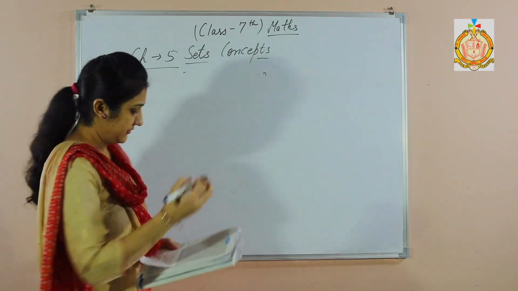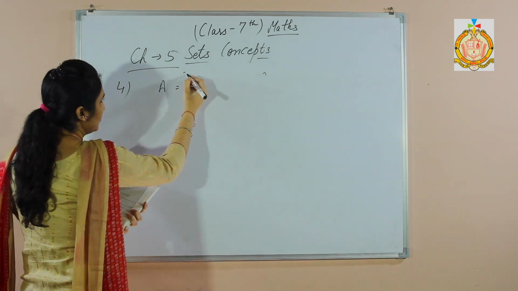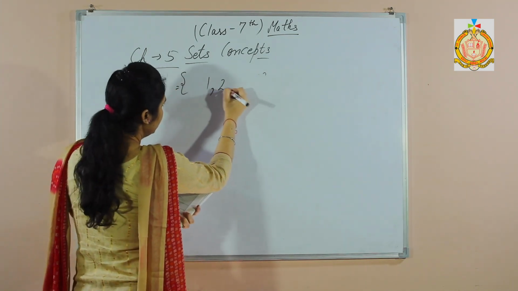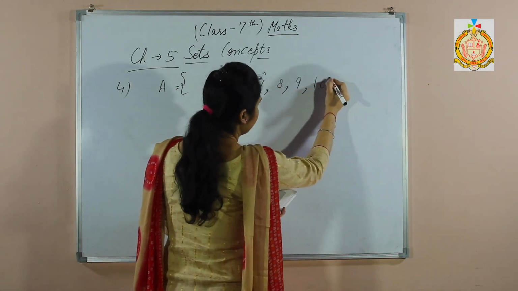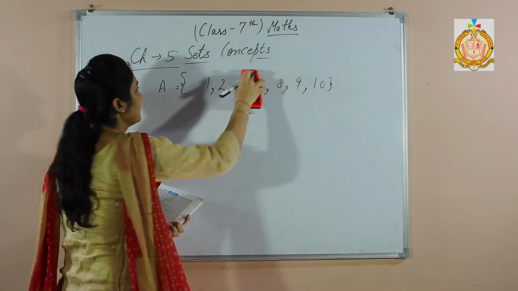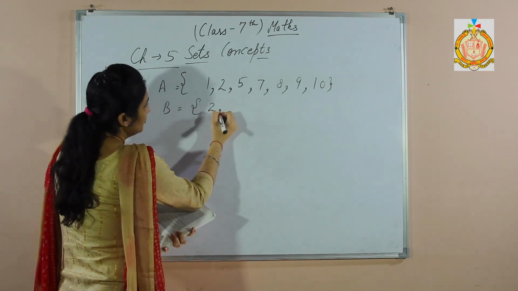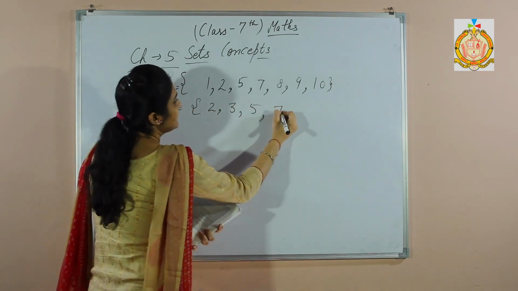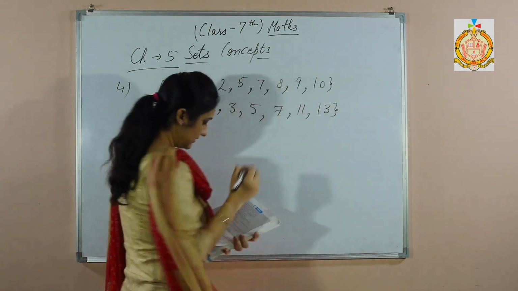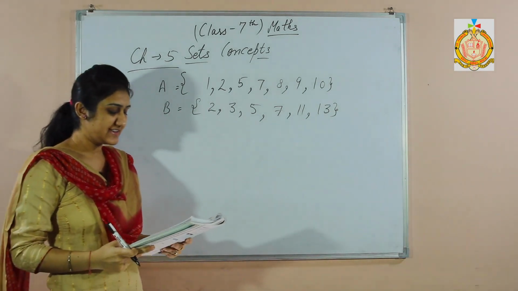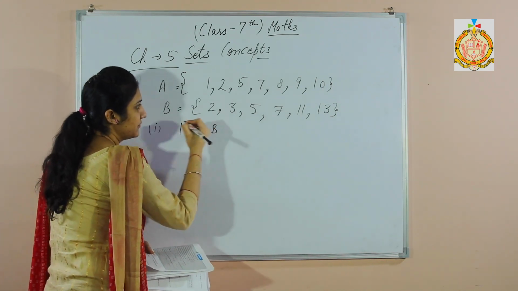In the fourth part we are given set A = {1, 2, 5, 7, 8, 9, 10} and set B = {2, 3, 5, 7, 11, 13}. We have to say whether the given statement is true or false. First one is 1 belongs to B.